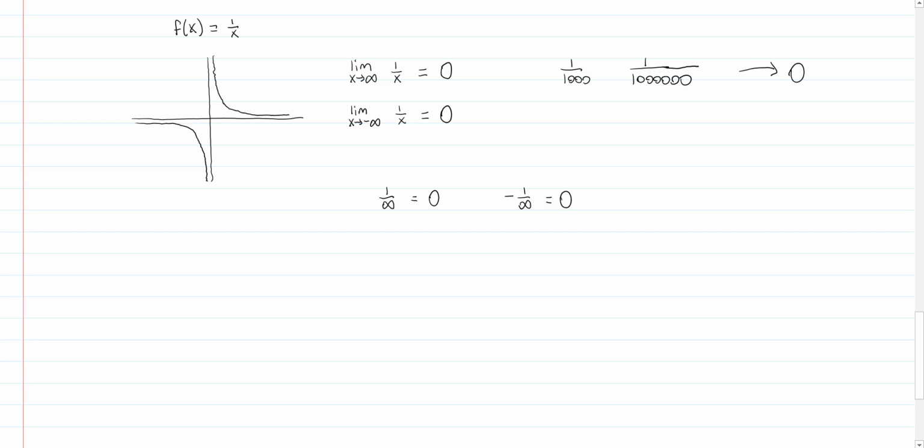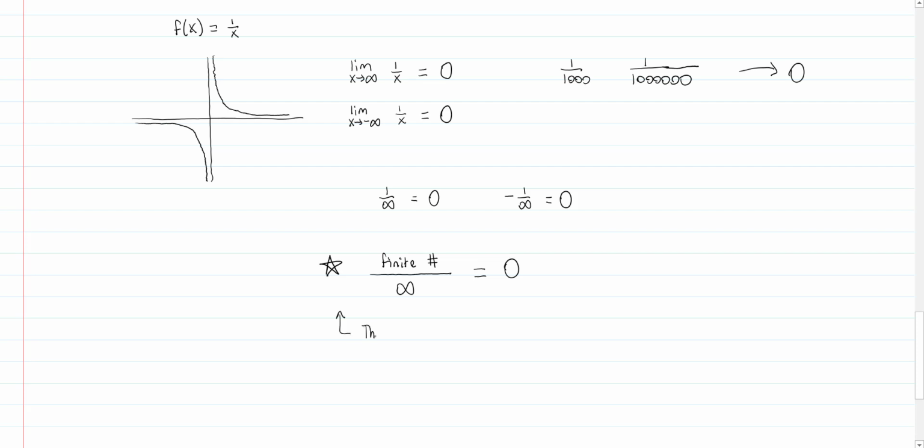More generally, any finite number over infinity can be considered equal to 0. And so this is a very important rule.